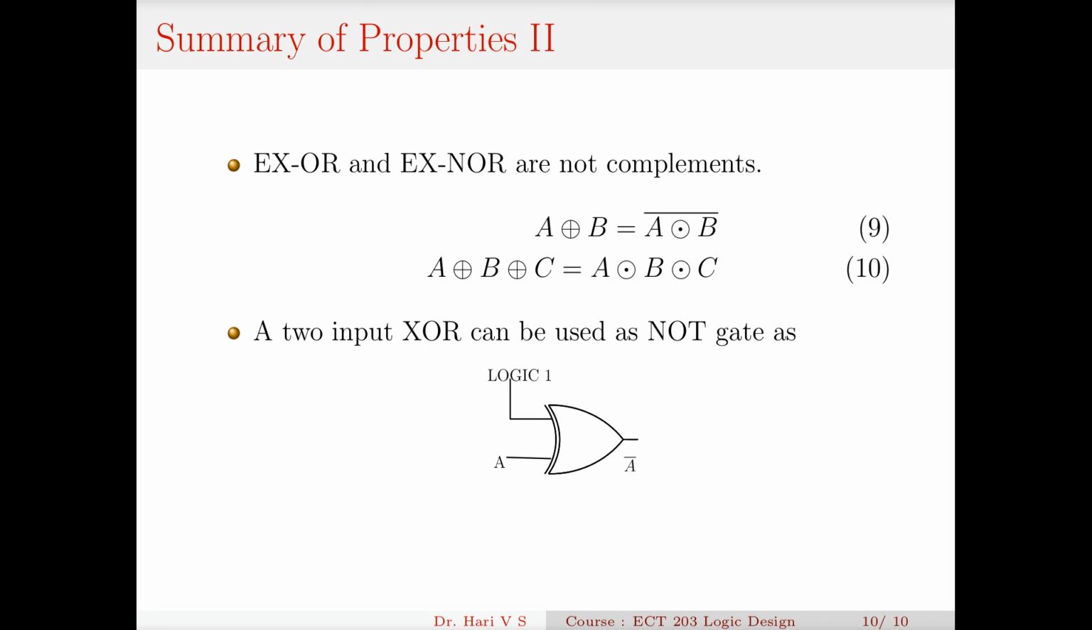But exclusive OR and exclusive NOR are not always complements. If they are 2 input or 4 input, they are complements. Like A XOR B is the complement of A XNOR B. Okay. If the inputs are 2, like A and B, A exclusive OR B is the complement of A XNOR B. But with a 3 input, with odd inputs, A XNOR B XNOR C is the same as A XOR B XOR C.